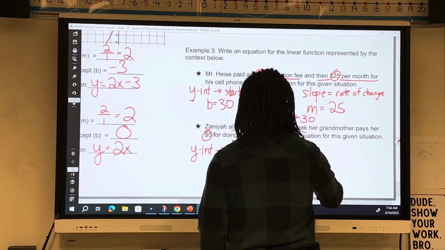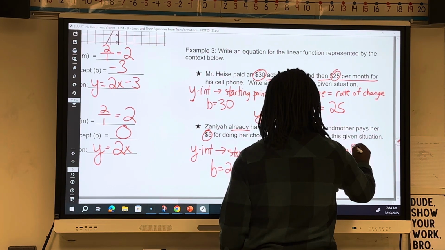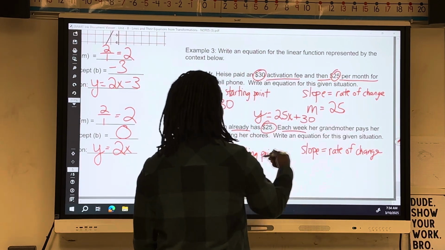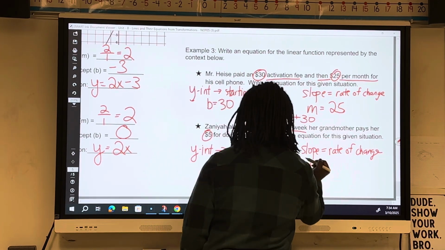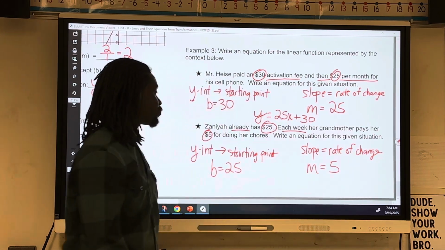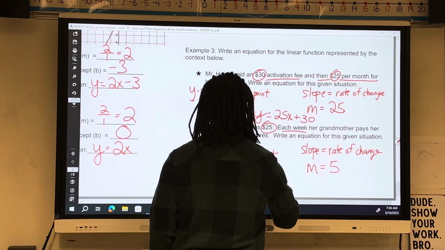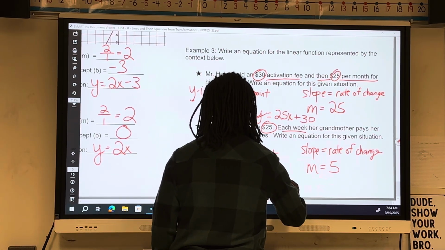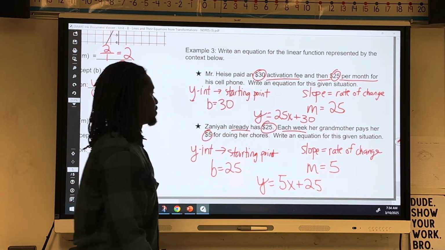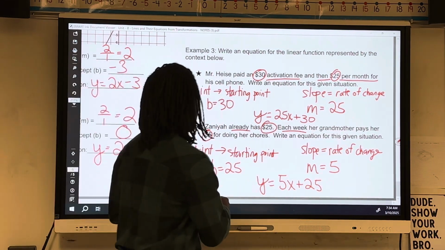And then the slope, right, is the rate of change. Okay, and she's getting $5 each week, right? So that is our rate of change. That is our slope, right? And so our equation is y equals 5x plus 25. All right. Oh, I'm sorry. Yeah, 5x plus 25.